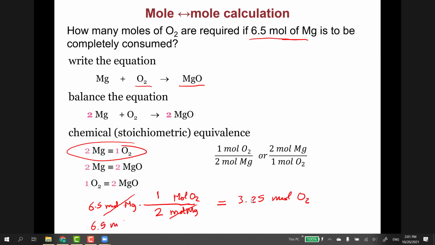So 6.5 moles of magnesium, if reacted completely, would have formed, from the equation here, the ratio of moles magnesium to moles magnesium oxide is 2 to 2, or 1 to 1. It's basically the same thing. So if all of that number of moles of magnesium would have reacted, it would have formed the same number of moles of magnesium oxide.